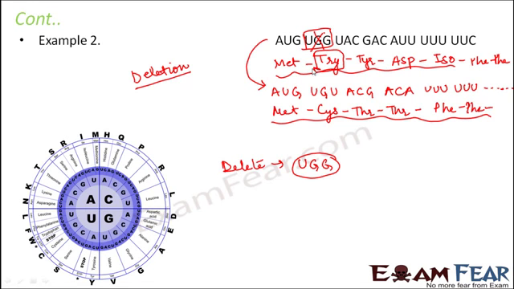So whenever the addition or deletion doesn't impact the entire reading frame, then we say that the impact is less, because at least the same amino acids are getting synthesized. But whenever the change is such that it impacts the entire reading frame, then an altogether different sequence of amino acids will be synthesized.